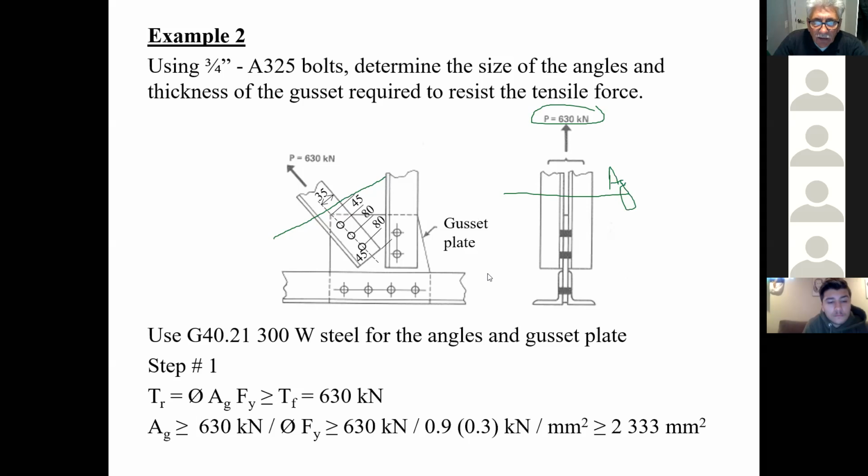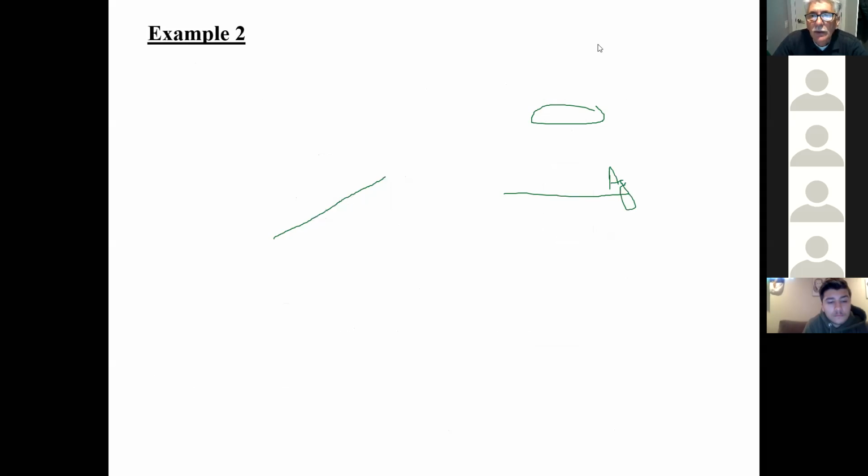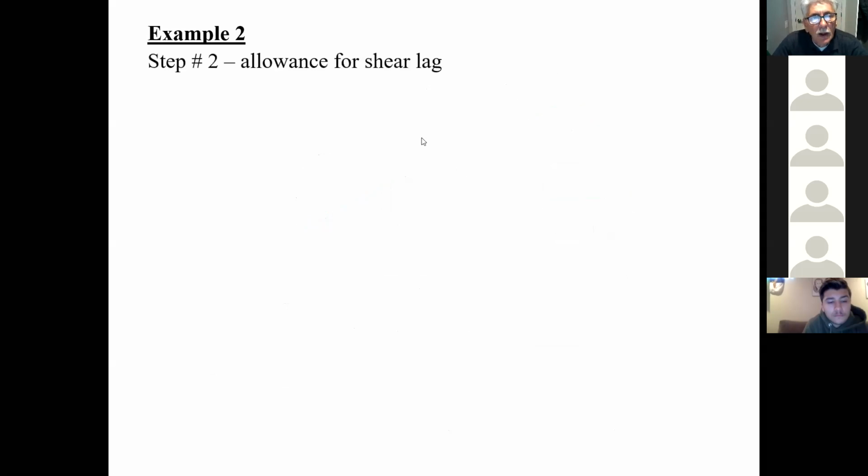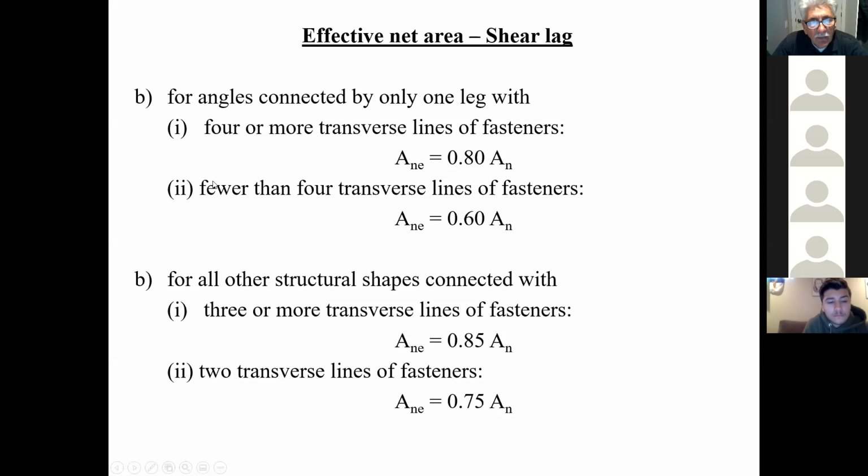Now, because I know that I have only 3 bolts in this connection, let me clear the drawing. I make an allowance for shear lag. If I go back to this slide here, since I have fewer than 4 transverse lines, I would have to calculate my net area by 0.6.